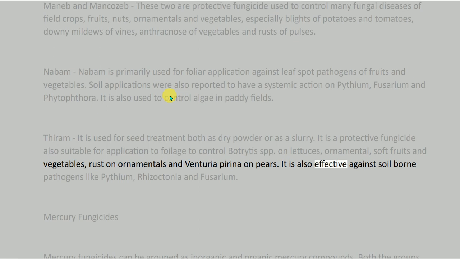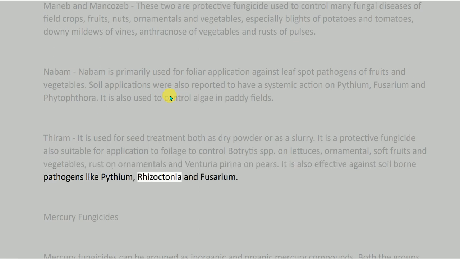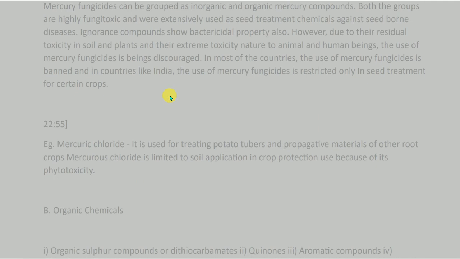Mercury fungicides. Mercury fungicides can be grouped as inorganic and organic mercury compounds. Both groups are highly fungitoxic and were extensively used as seed treatment chemicals against seed-borne diseases. Organic compounds show bactericidal property also. However, due to their residual toxicity in soil and plants and their extreme toxicity to animals and human beings, the use of mercury fungicides is being discouraged.